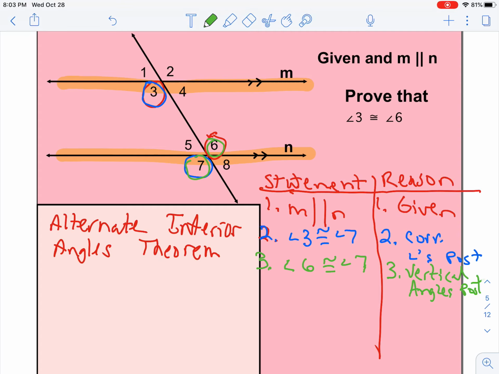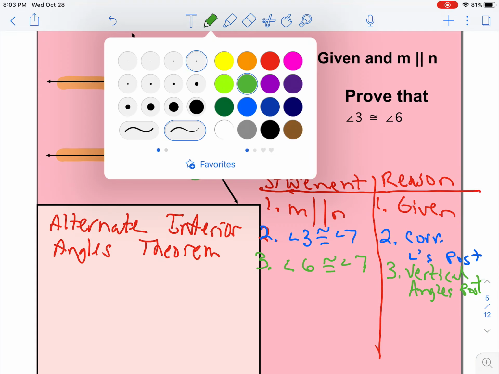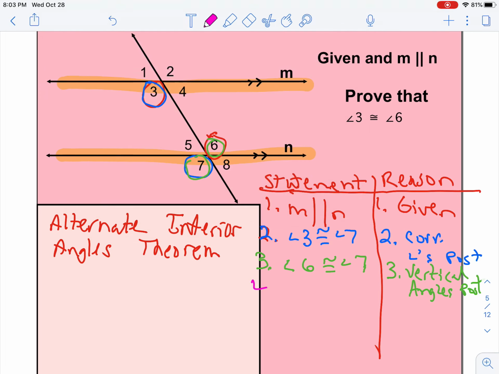Now, depending on how I write that, in the last example, it was a great example of transitive. But here, I would say more so, this is substitution. Because since 3 and 7 are congruent, and I'm trying to prove 3 is congruent to 6, I can substitute what 7 is congruent to in for 7. So then that means that angle 3 is congruent to 7, but I can substitute angle 6 in there, and so this would be substitution the way I've written it.